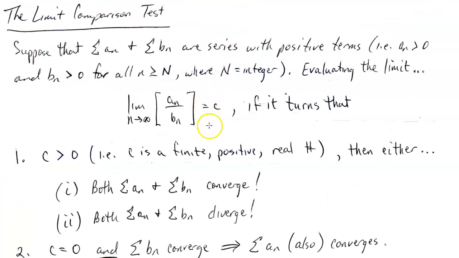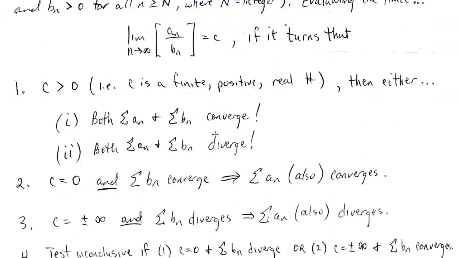If we do the limit of a sub n over b sub n, where a sub n is the original sequence within the series that we're trying to deal with, and b sub n is the one that we came up with to compare it with. If our limit value ends up being positive, then we know that either both series converge or both diverge. If we end up getting 0 and the b sub n series converges, then it means that the a sub n series will also converge.